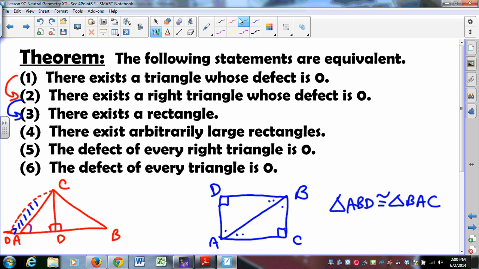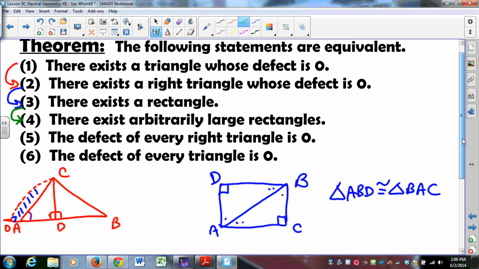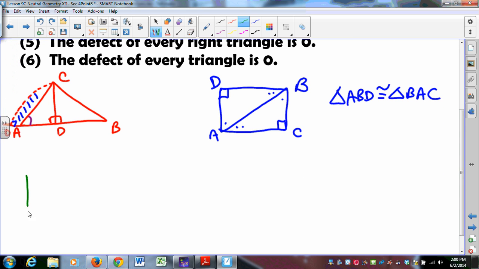Does 3 imply 4? If there is a rectangle, is there arbitrarily large rectangles? And the answer, stunningly, is yes. So I take some rectangle, and a rectangle, just so we're clear, is a quadrilateral with 4 right angles.